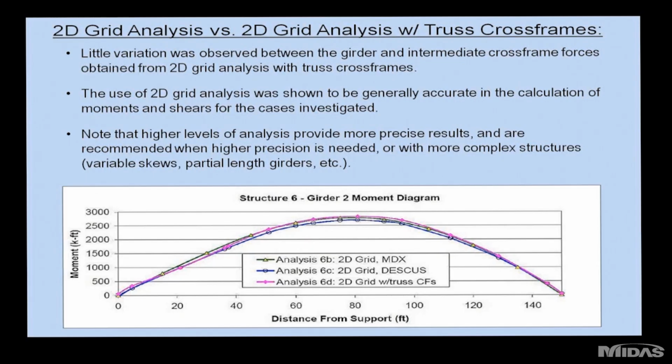But I want to make clear that the intent here is not to dissuade designers from using higher levels of analysis. It's recommended that you use those levels for more complex structures with variable skews or partial length girders. But ODOT's goal here was to set a minimum required analysis level, and for a basic structure, a grid showed itself to be sufficient.